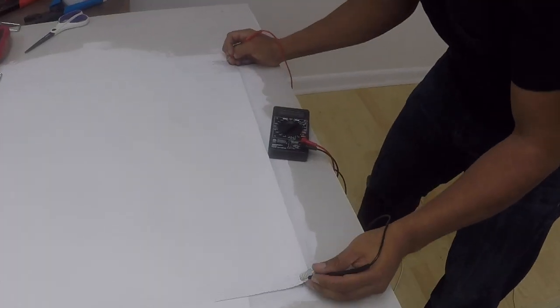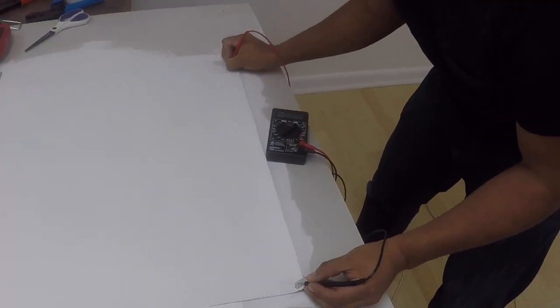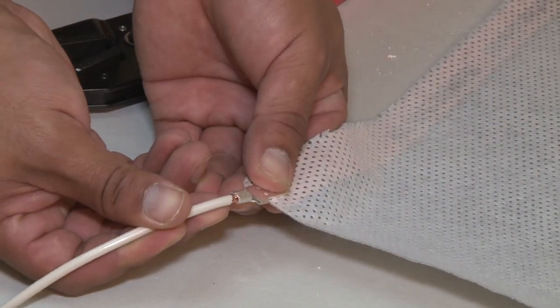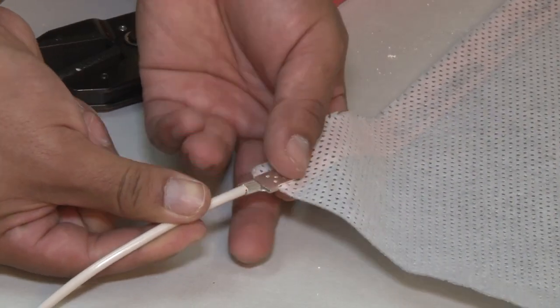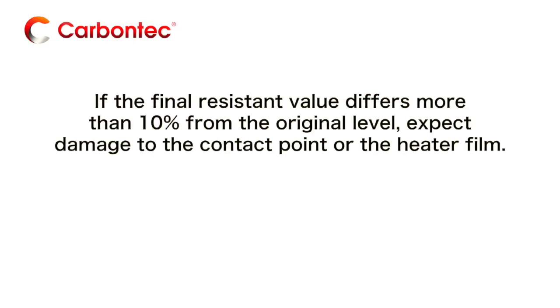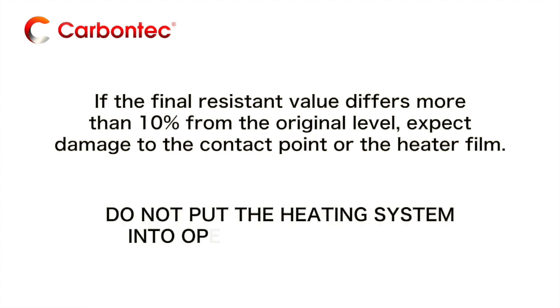Take an electrical resistance reading from the crimp contact points and record level in the back of the installation manual. If the resistance values are unchanged, proceed to crimp heater supply wire onto crimped contact points. It is important to note, if the final resistance value differs more than 10% from the original level, expect damage to the contact points or the heater film. Do not put the heating system into operation in this case.